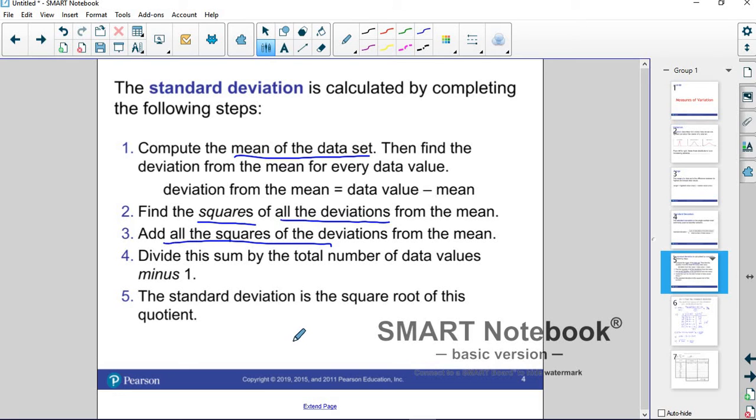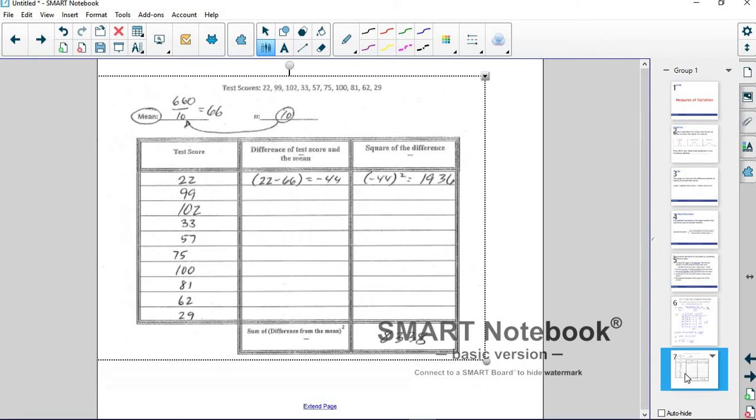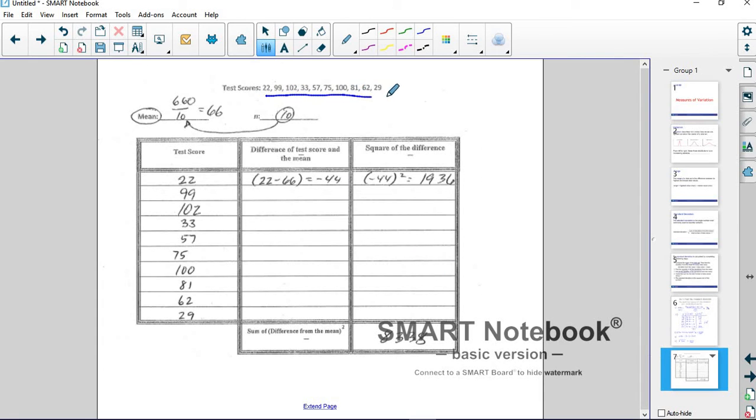Okay, so here's what I want you to do. I've given you 10 test scores, and I've already calculated the mean for you. The mean is 66, n is equal to 10. And so I've asked you to find the deviation, the difference of the test score and the mean. I've written it down here. You find the deviation from the test score and the mean, then you square the difference, okay? And so what I want you to do is go through and do all of these. Hit pause, and then see if you can finish this out.